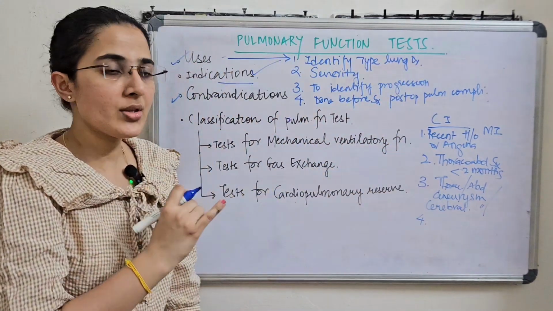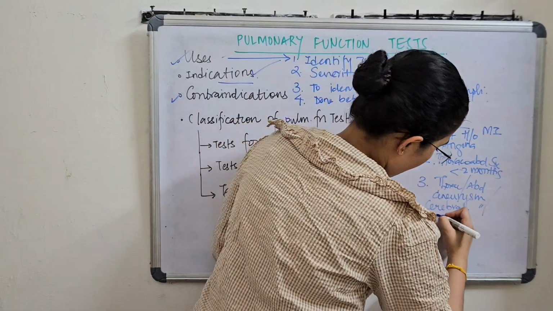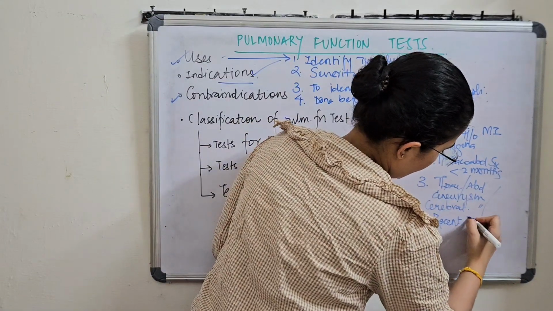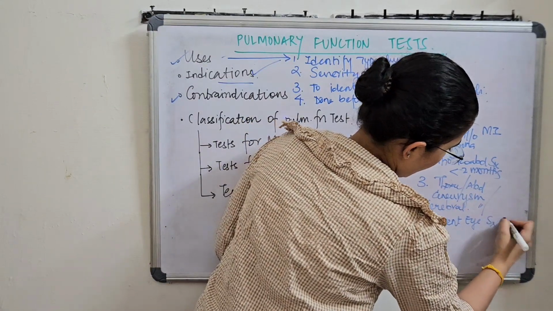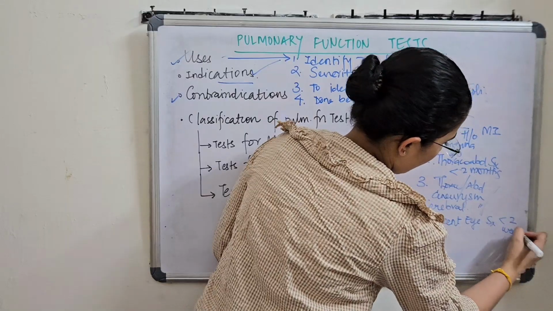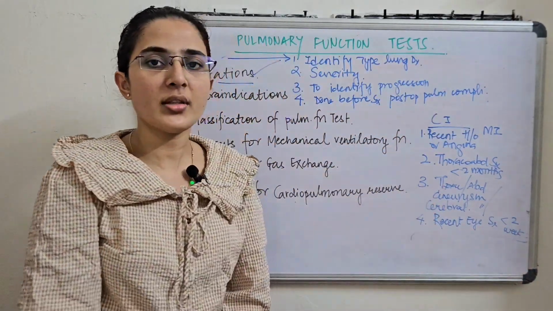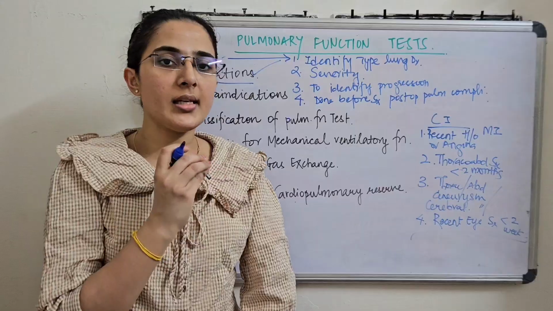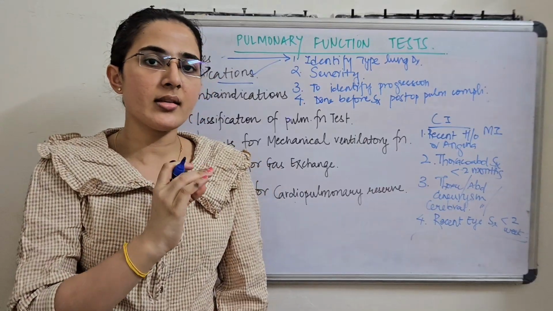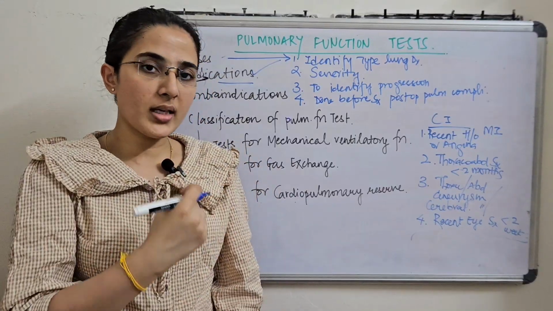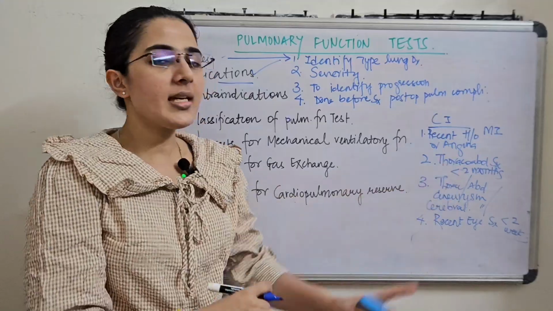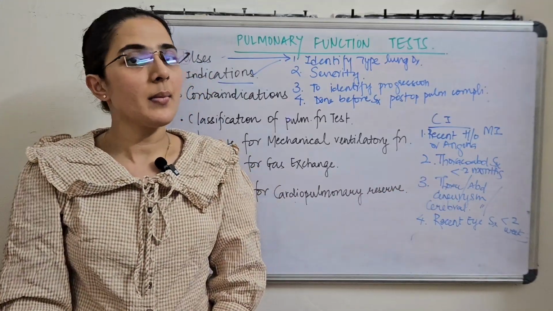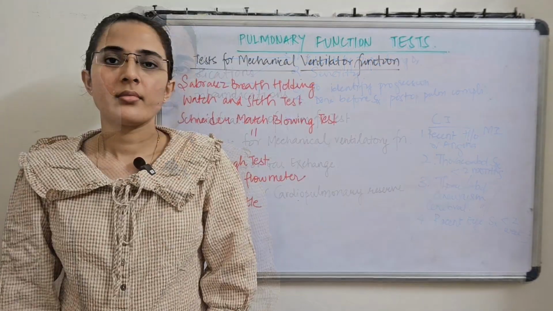Another patient where we have to avoid is any recent eye surgeries, okay, within 2 weeks. We have to avoid the pulmonary function test, right? Because it basically involves blowing against a closed maneuver. It requires some amount of straining. So these are the contraindications of the pulmonary function test, right?